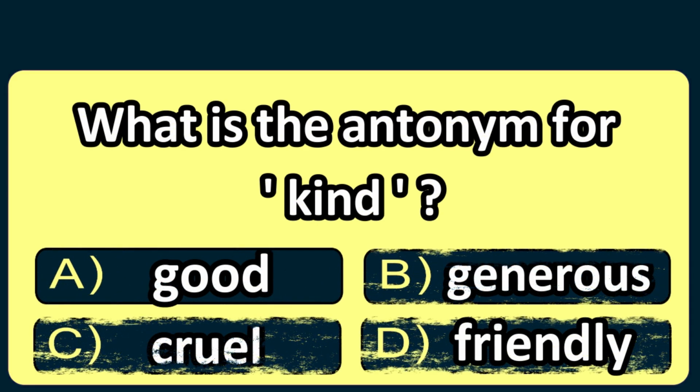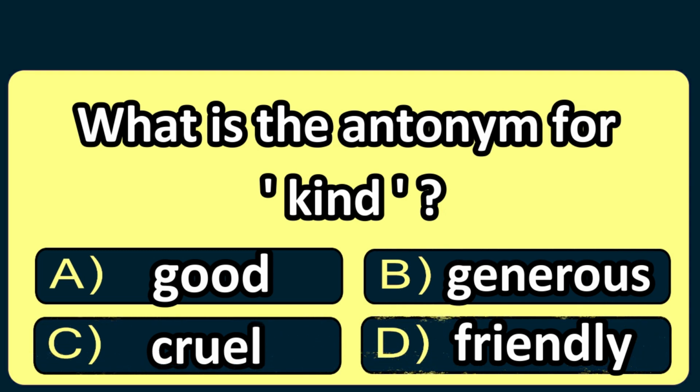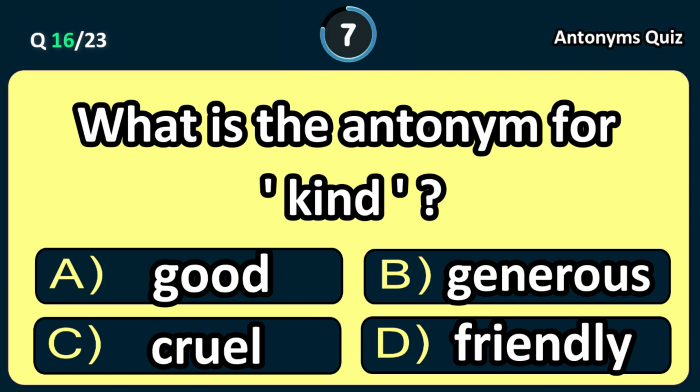16. What is the antonym for kind? A. Good. B. Generous. C. Cruel. D. Friendly.